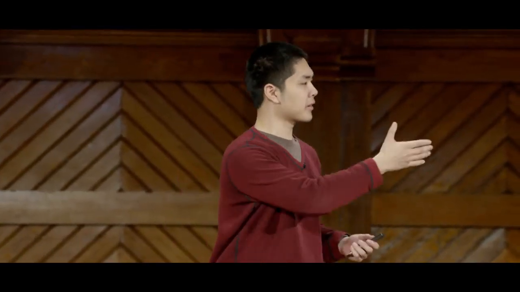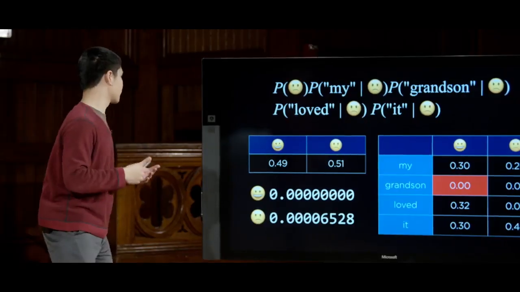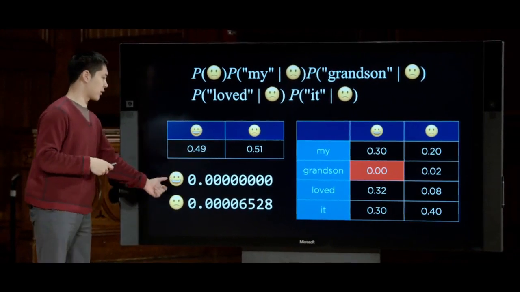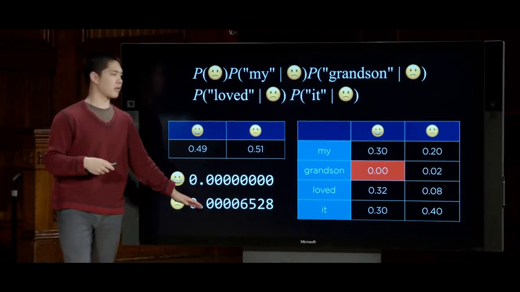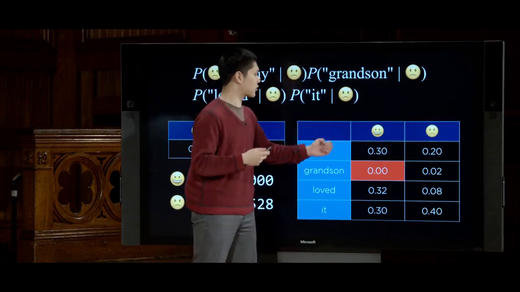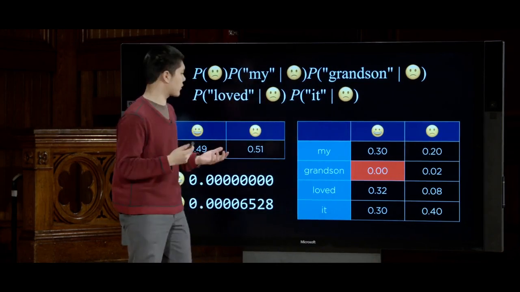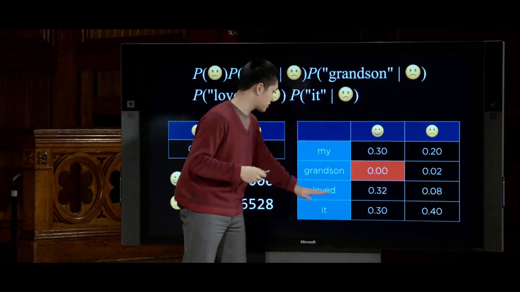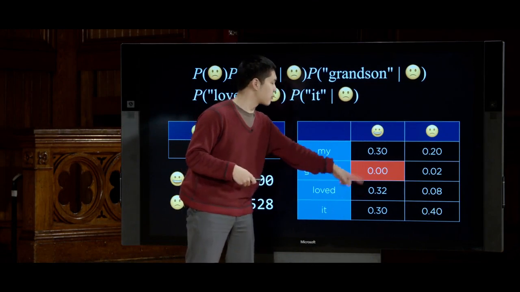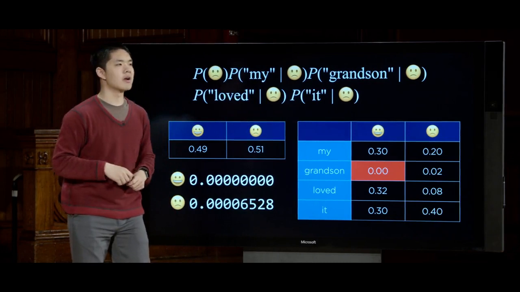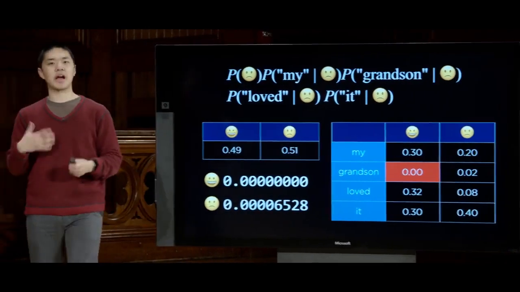So this then would seem to be a problem, that because grandson has never showed up in any of the positive messages inside of our sample, we seem to be concluding that there is a 0% chance that the message is positive, and therefore it must be negative, because in the only cases where we've seen the word grandson come up is inside of a negative message. And in doing so, we've totally ignored all of the other probabilities that a positive message is much more likely to have the word loved in it, because we've multiplied by 0, which just means none of the other probabilities can possibly matter at all. So this then is a challenge that we need to deal with.